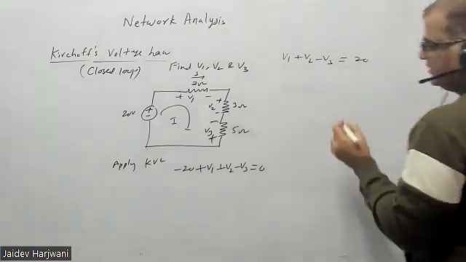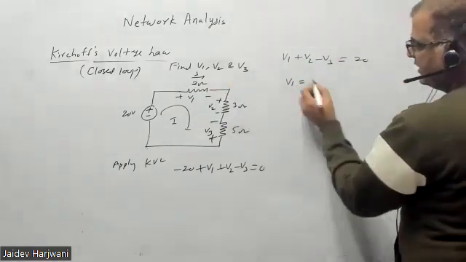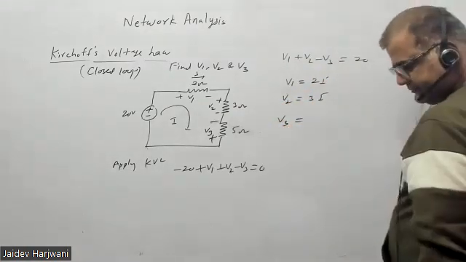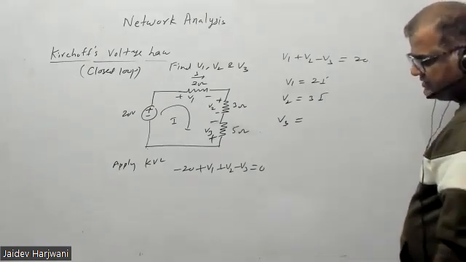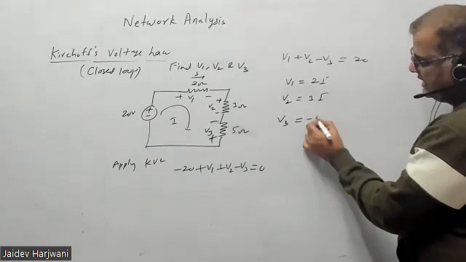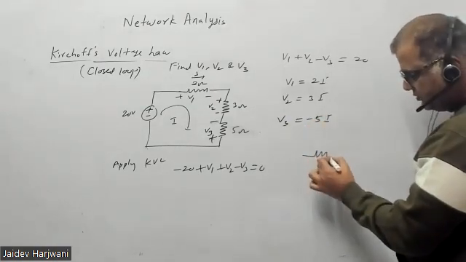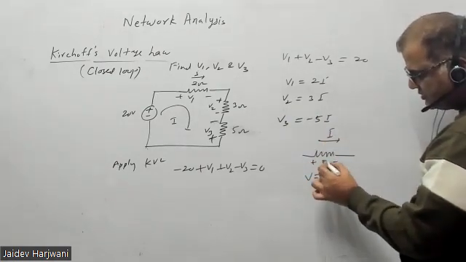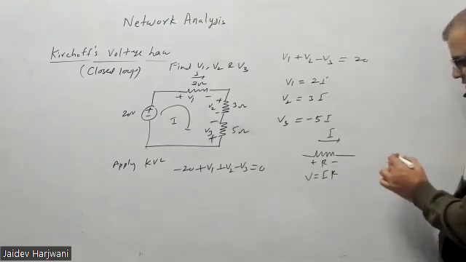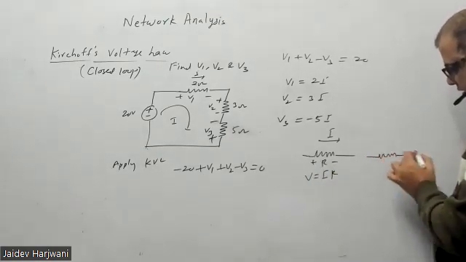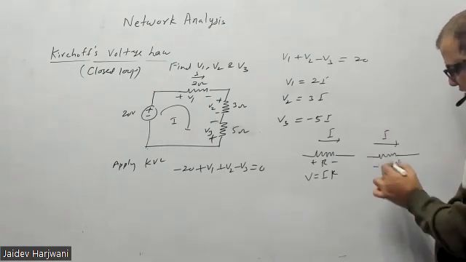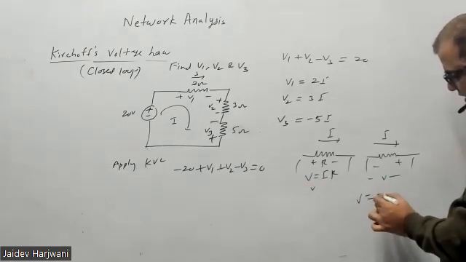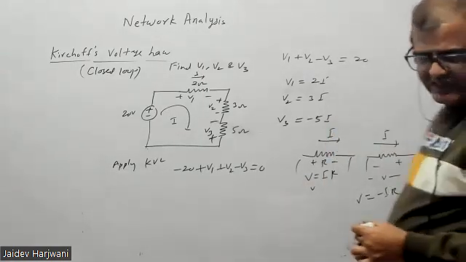But now what is V1? V1 is your IR, 2I. V2 is again your 3I. What is V3? Minus 5I. That is Ohm's law. I told you, if your current is moving like this and you are measuring like this, then V equals IR. But if you are measuring in the opposite direction, then this V will be minus IR. So this is minus 5I.